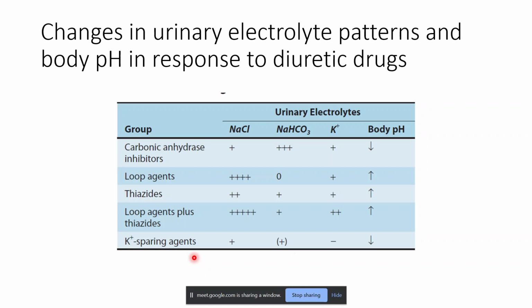Then we switch to the non-edematous state. So the diseases without edema. And the first disease is hypertension. And you are already familiar with hypertension.